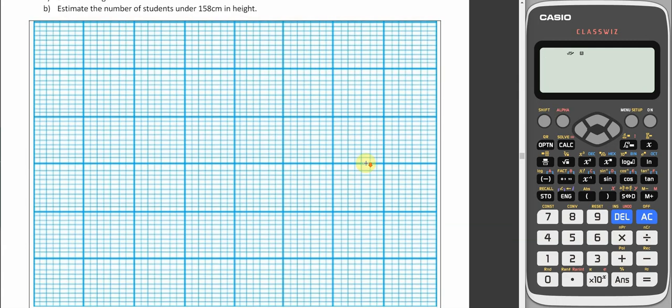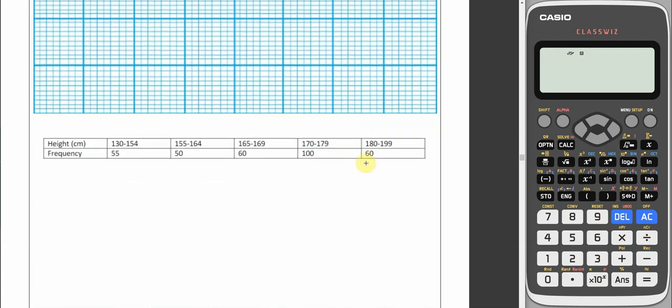I've copied this table and put it underneath just so I can add stuff to it. So this first group doesn't stop when we get to 154. It actually goes up to 154.5. We call that the class boundary. Similarly, the second group, it looks like it stops at 164 and the next one begins at 165. It doesn't, it goes all the way up to 164.5.